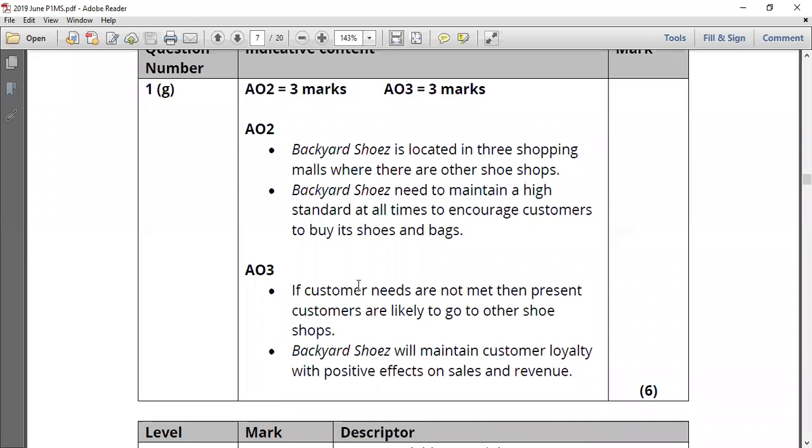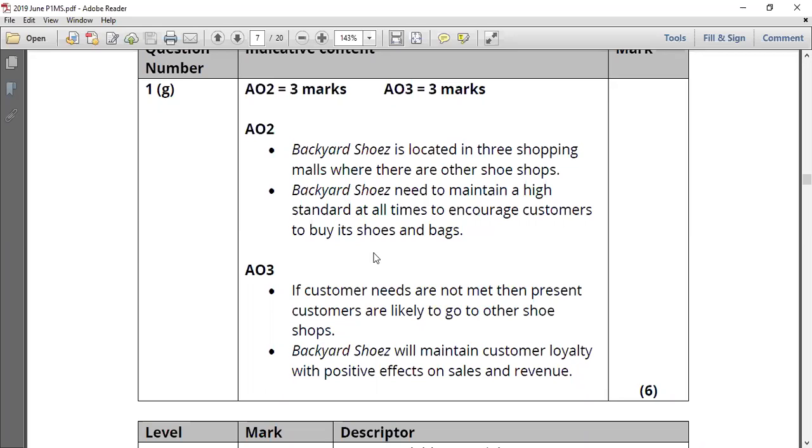There's an application that gets a development, like an AO3 analysis point, because you're locating with the other 3 shops, with the shopping malls, with other shoe shops. There's competition, because if customers are not met with the present customer service, they're likely to go to other shoe shops as well. As a result, if customers are not satisfied with one shoe shop, they can go to another shop nearby. That's the main benefit of that.